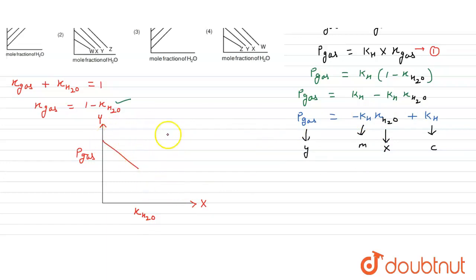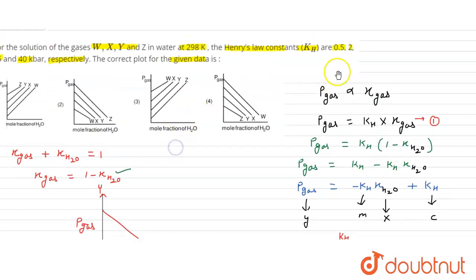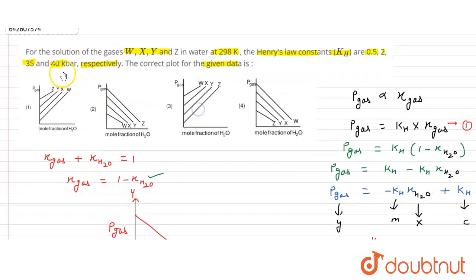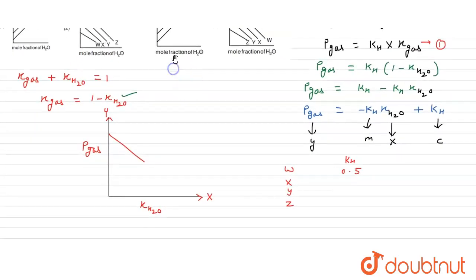So we have different kinds of solutions, that is W, X, Y and Z. For these, the values of kH are 0.5, 2, 35 and 40. I'm just writing down the values.